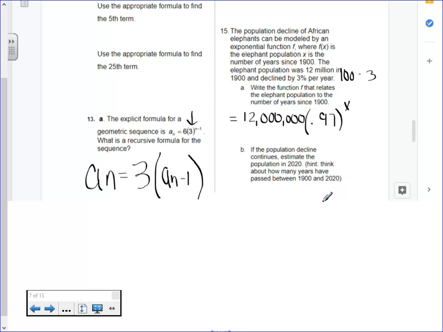It says the population decline continues. Estimate the population in 2020. Hint, think about how many years have passed between 1900 and 2020. So x would be 120. 12 million times 0.97 raised to the 120th power.